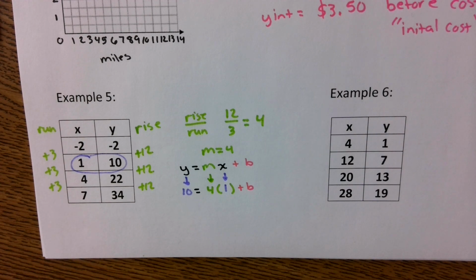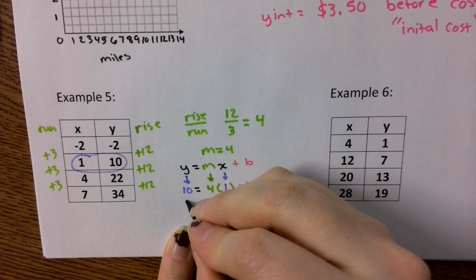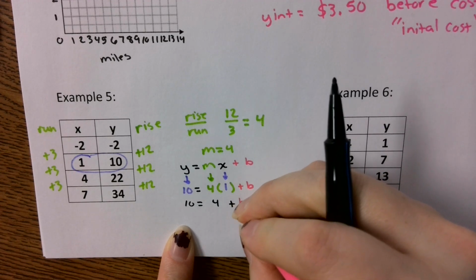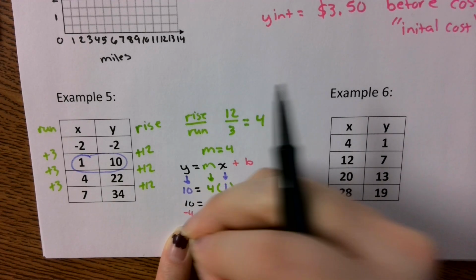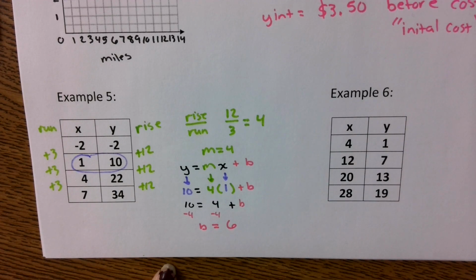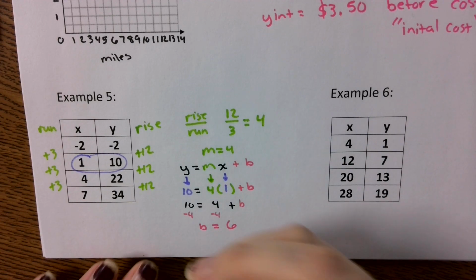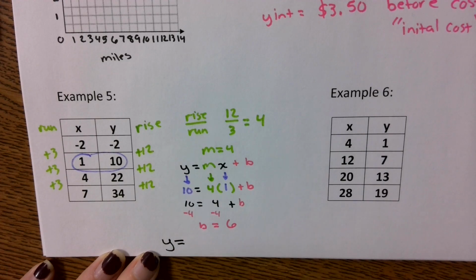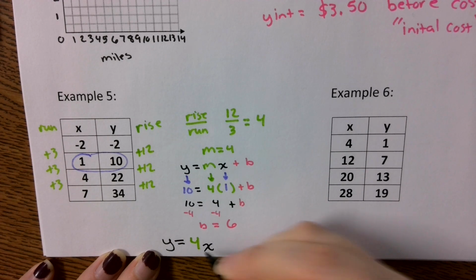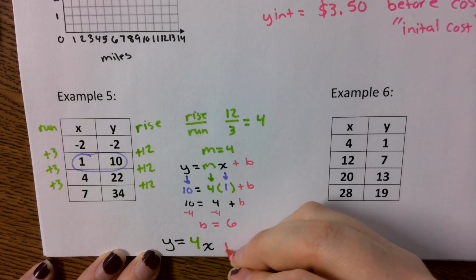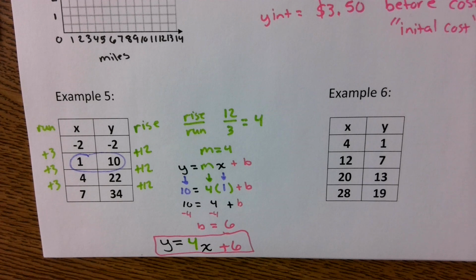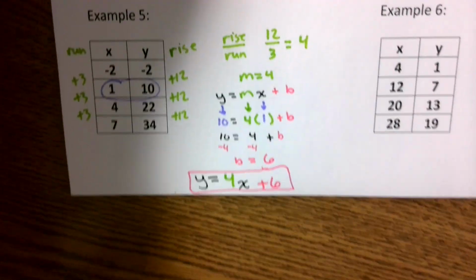So the y-intercept would be 6, yes. When we solve it, we're going to get 10 is equal to 4 plus b. Then we would just subtract 4 from both sides, and we would get b is equal to 6. So then we can just place that into our equation. Our equation is y equals 4x plus 6. Okay, one more time. For the person who just said, huh?